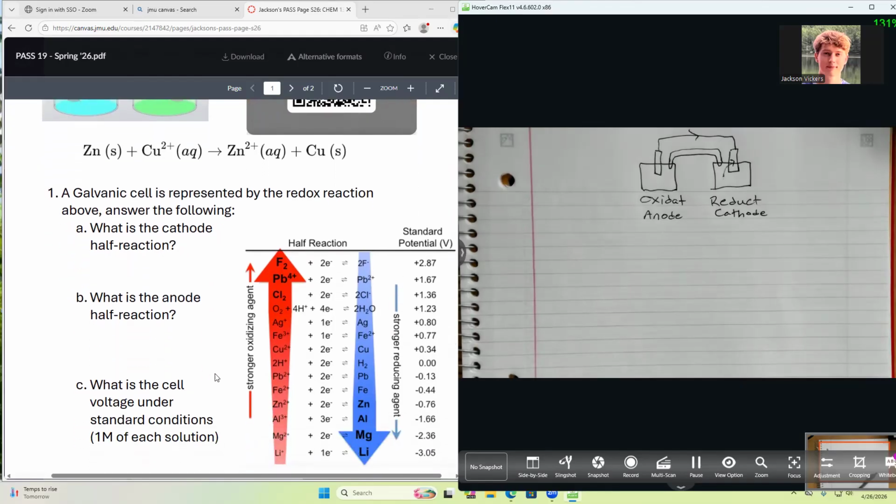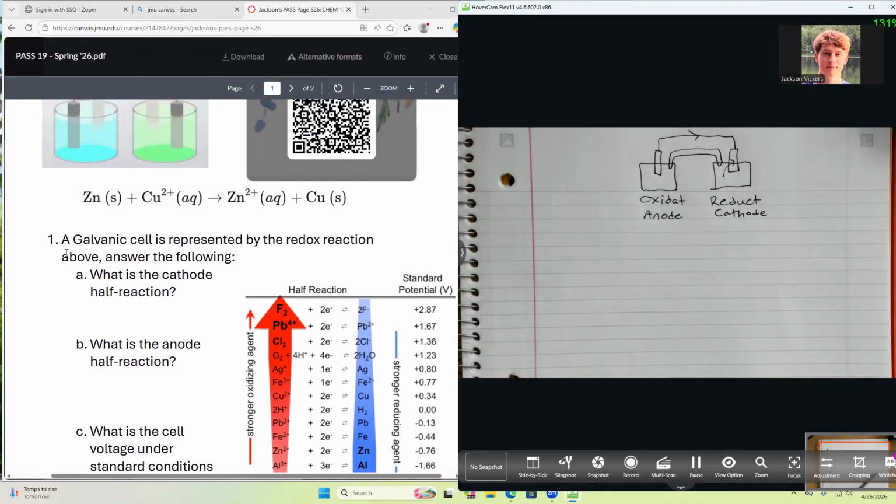I don't know if you really got into a lot of the math stuff on Friday. So what I'm going to talk about today might be a little bit of a precursor to what you're doing tomorrow. But let's start basic. So we have a galvanic cell representing a redox reaction right here. Zinc going to form zinc 2 plus ions and copper 2 plus ions going to form copper solid. And I'm asking what would be the cathode's half reaction and what would be the anode's half reaction?